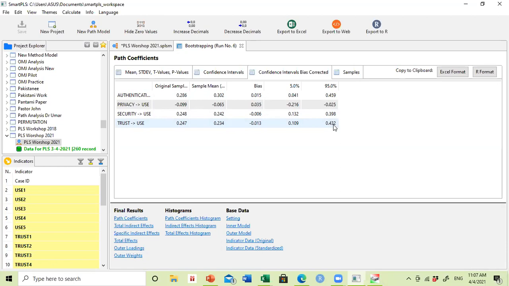So this is how you explain the confidence interval. There is no zero in between, meaning the values at 5% and 95% should not have a conflicting sign. Positive, negative or negative, positive is not significant. It should be either positive, positive or negative, negative, depending on how you hypothesize.